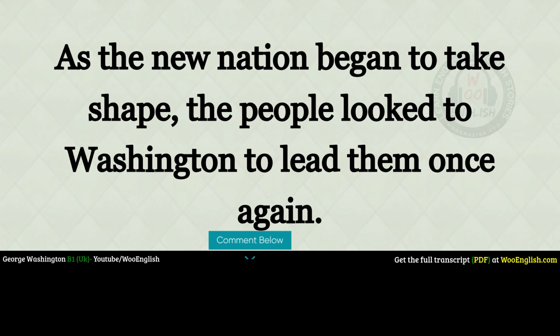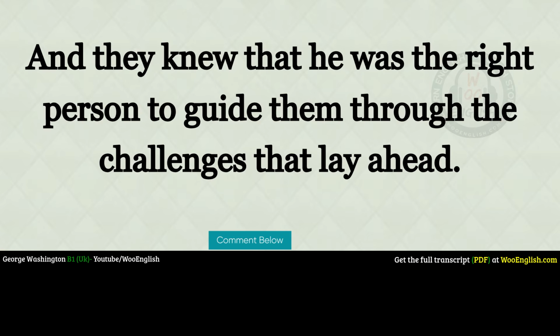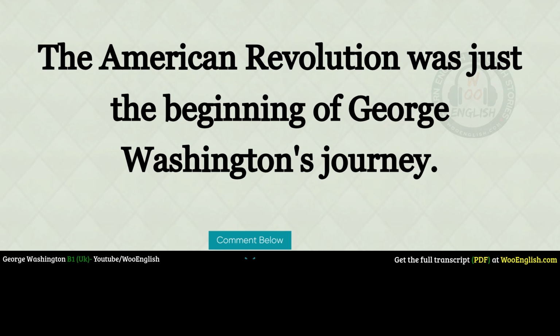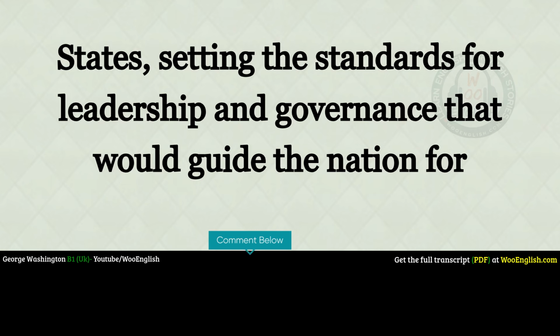As the new nation began to take shape, the people looked to Washington to lead them once again. They trusted him, they respected him, and they knew that he was the right person to guide them through the challenges that lay ahead. The American Revolution was just the beginning of George Washington's journey. His legacy would continue to grow as he took on the role of the first President of the United States, setting the standards for leadership and governance that would guide the nation for centuries to come.